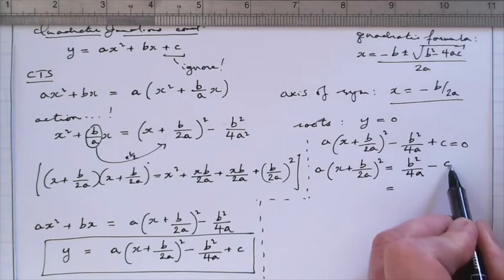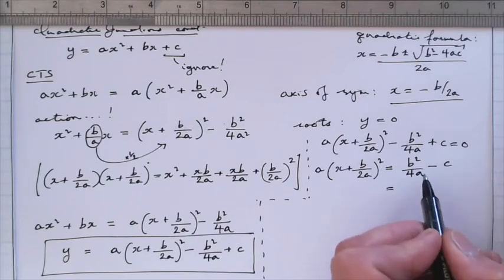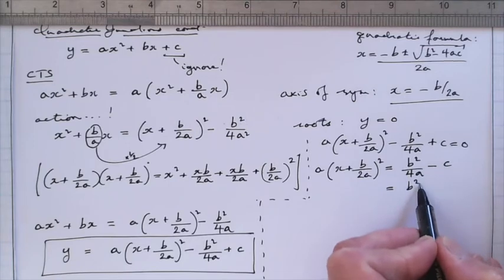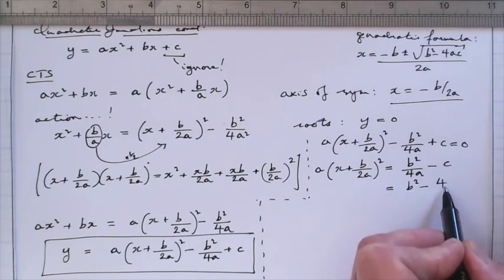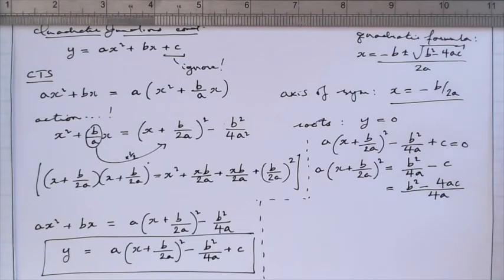If I think of this as c over 1, I want to add these two fractions together and put them over a common denominator. So this is going to go up there, and it's all over 4a. So I get b squared minus 4ac all divided by 4a. Does that look rather familiar? All of a sudden it's starting to come into shape, isn't it?